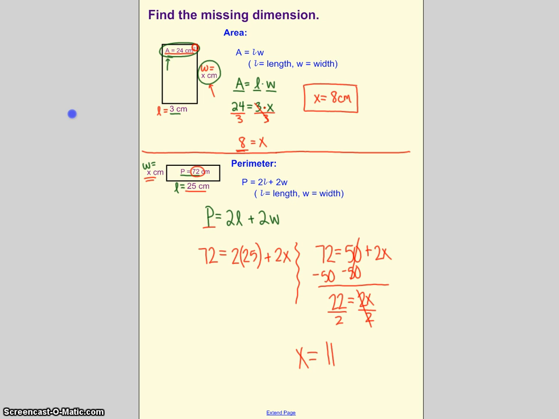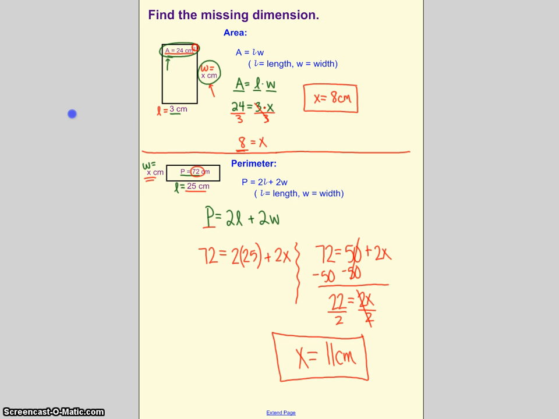And what kind of label should we have for this? Well, this is perimeter, so nothing is going to be squared in a perimeter. And it's a side length again, so this is just going to be 11 centimeters. And there we have our missing side.